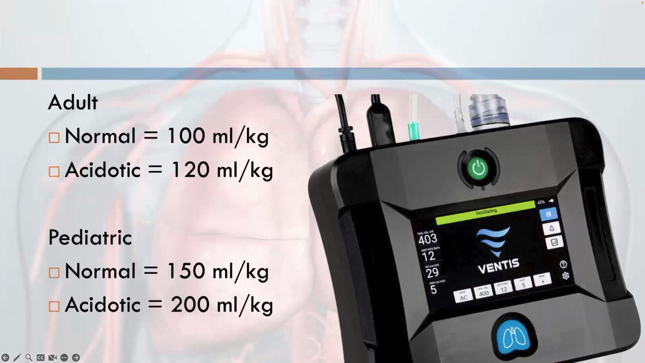It really is that simple. So you have to calculate out what your ideal minute ventilation is, and then divide by your tidal volume in mL to get your respiratory rate. For kids, it's 150 to 200 mLs per kilogram because they need more oxygen for the metabolism side.